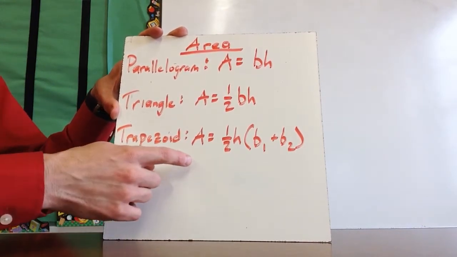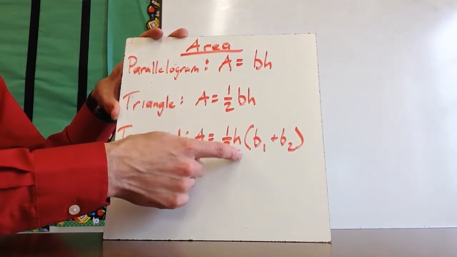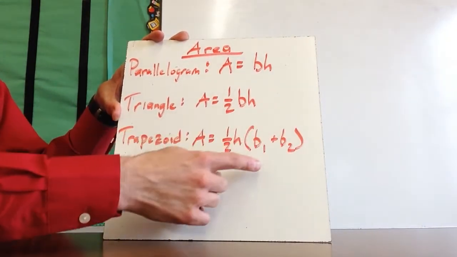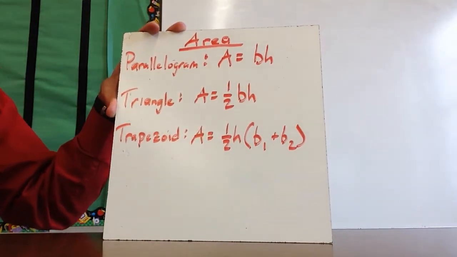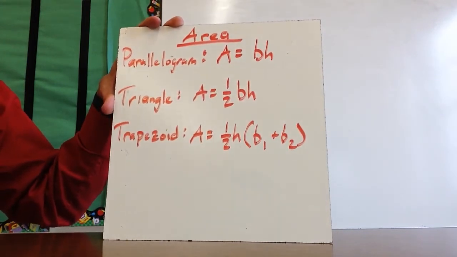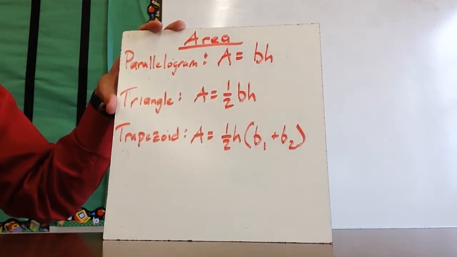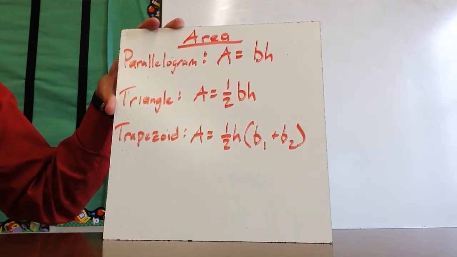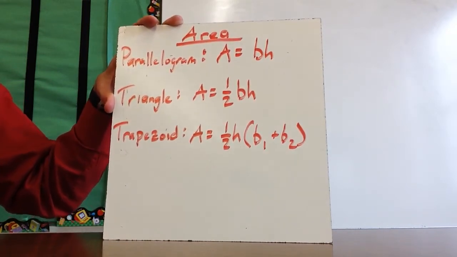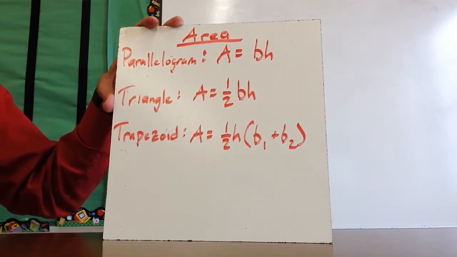And to find the area of a trapezoid, it's 1/2 times height, and then times the quantity of base 1 plus base 2. As you can see, all three formulas are related. You may want to take a moment now to pause the video and copy down these formulas. Alright, so we're going to use each of these formulas in some examples today.